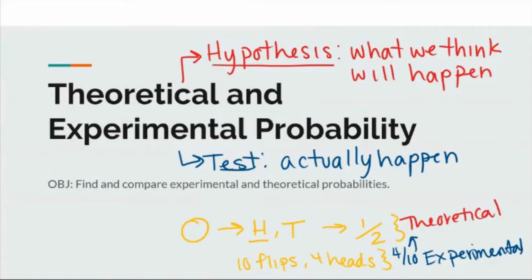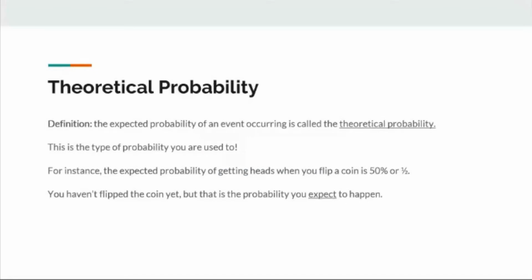So let's look at some definitions. We have theoretical probability. By definition, it's the expected probability of an event occurring. We're seeing that word "expected" again. This is what we're used to. This is what we've been doing so far: how many desired outcomes out of all total outcomes.